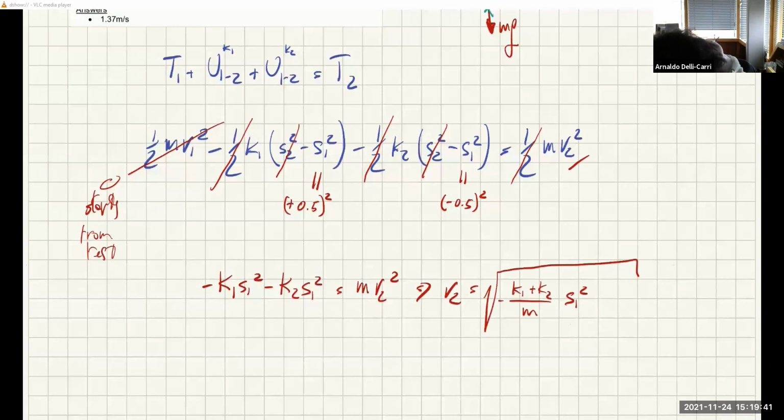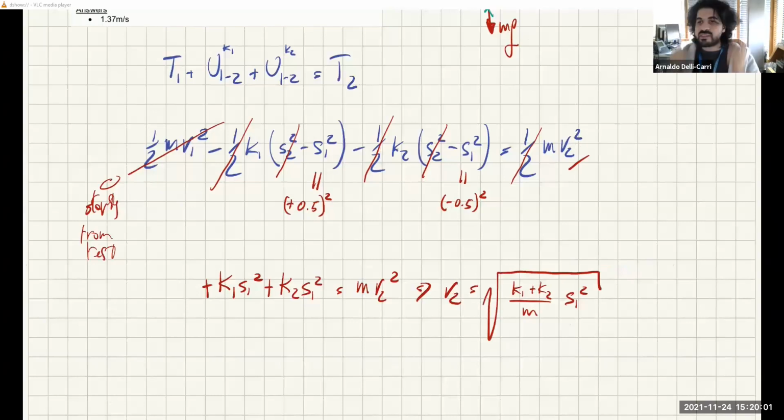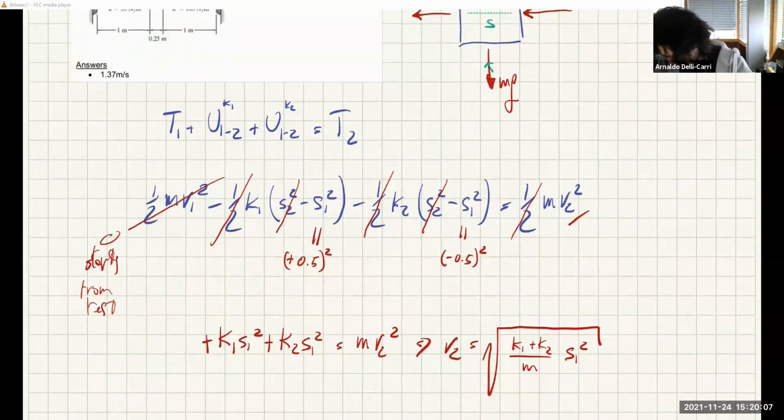value. No, this S1, S2, these are the same value. This is a positive and positive, because this is minus minus minus minus minus minus, so we end up with a positive thing. Okay, so make sure that you know what you're doing. So this is exactly what it is. And this should be 1.37 meters per second.